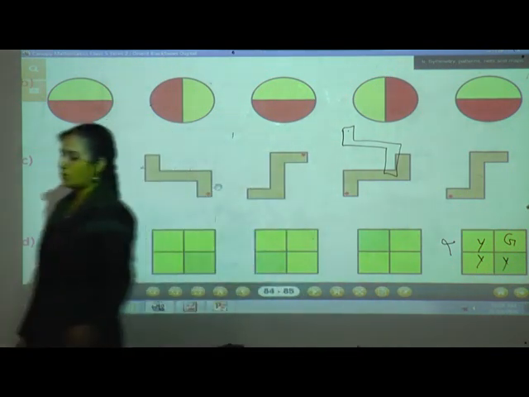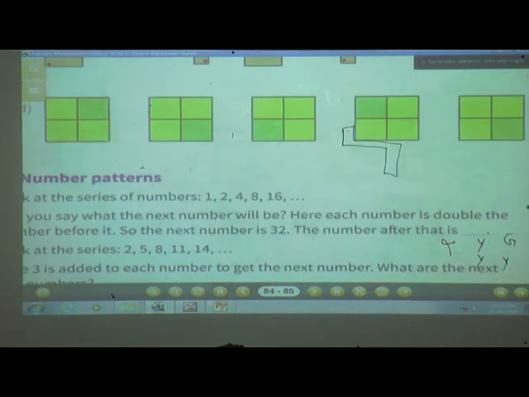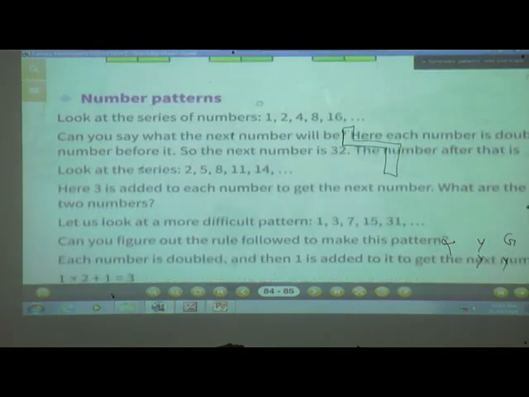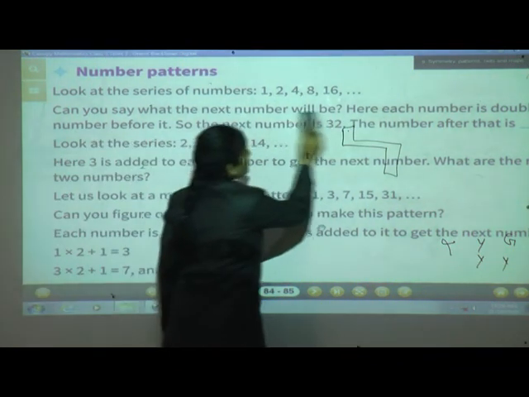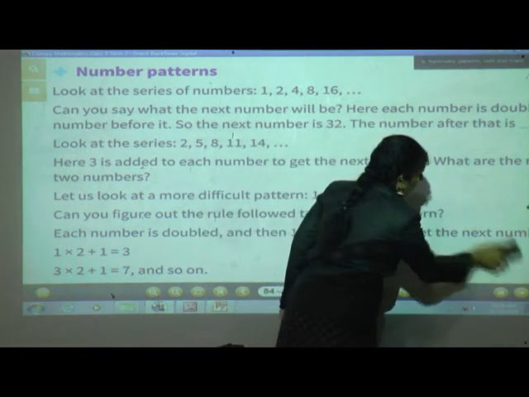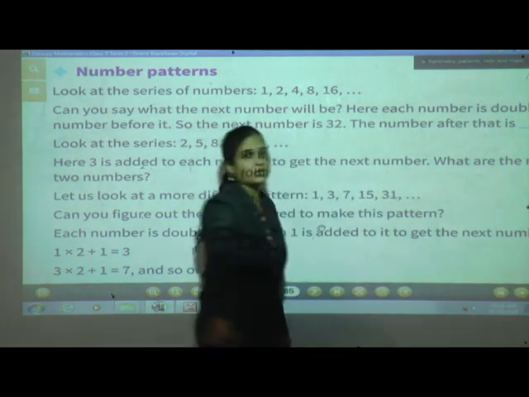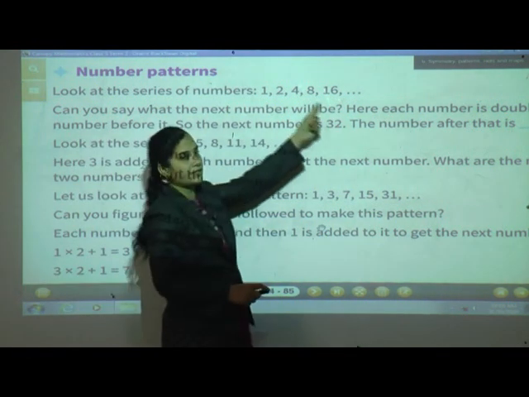Okay. So now all of you understood what is meant by pattern. Now we'll see number pattern. Here, look at the series of numbers 1, 2, 4, 8, 16. Students, just now I told you about squares, isn't it? Now they have given the square series.